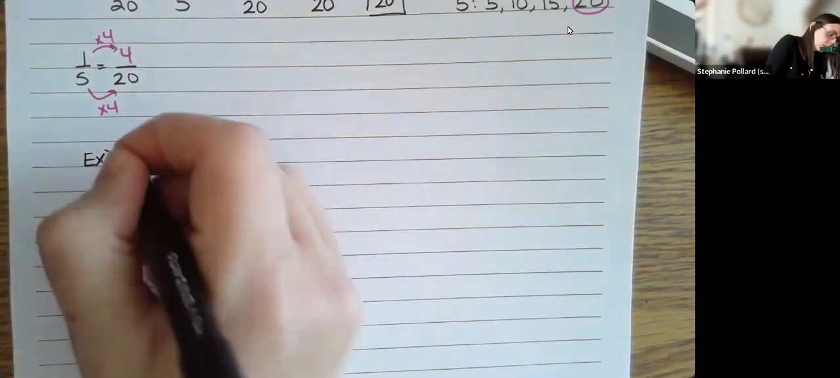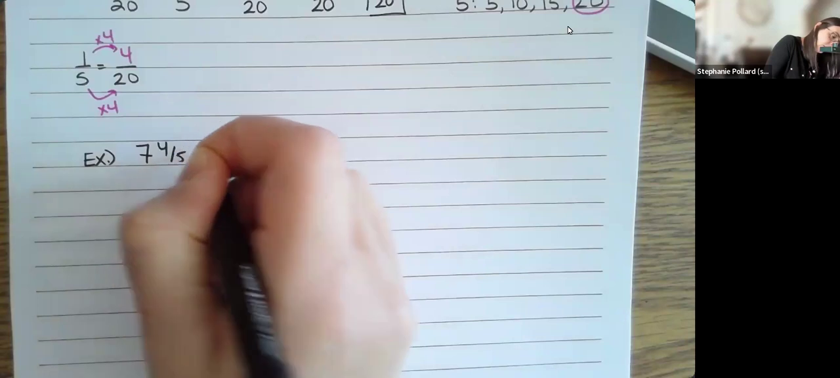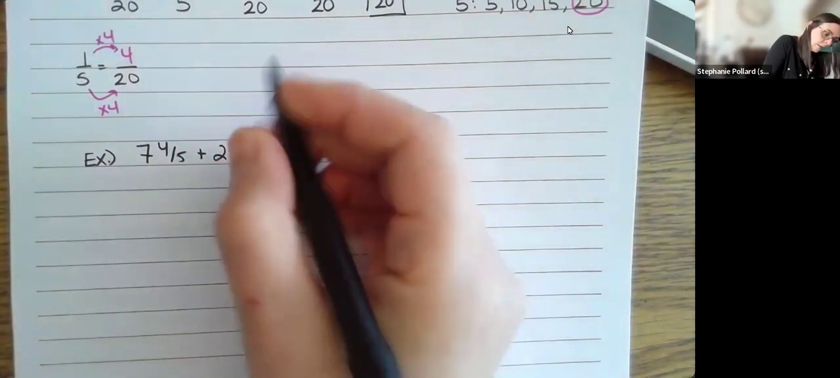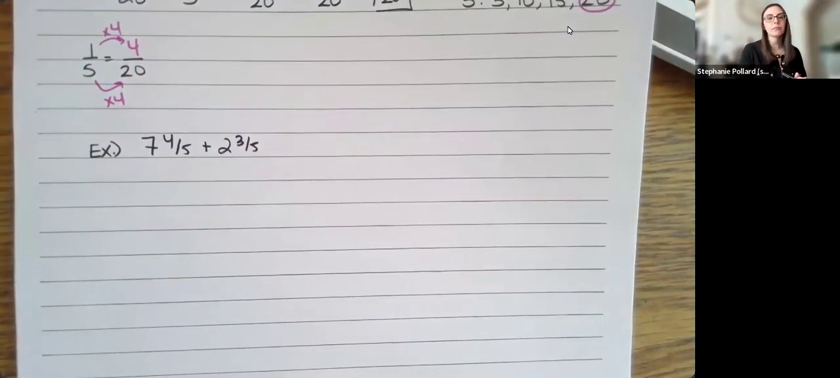All right, so let's do this one. 7 4/5 plus 2 3/5. Let's do an easy one first that already has common denominators. So this one already has common denominators, which is nice. I don't have to worry about it here. So let me show you the 2 strategies you can do.